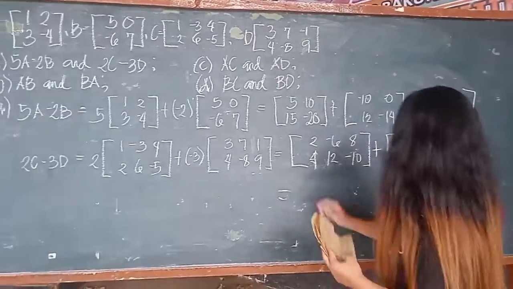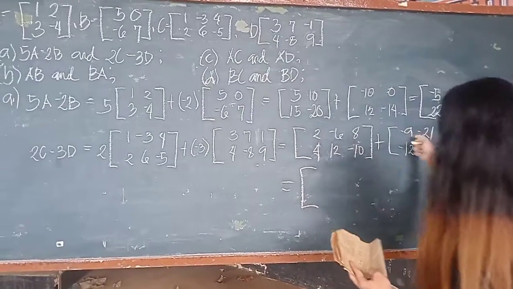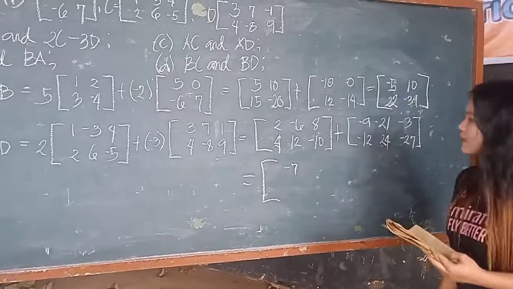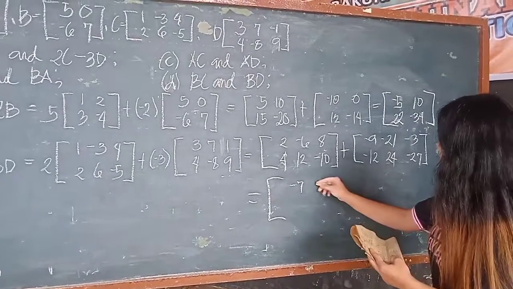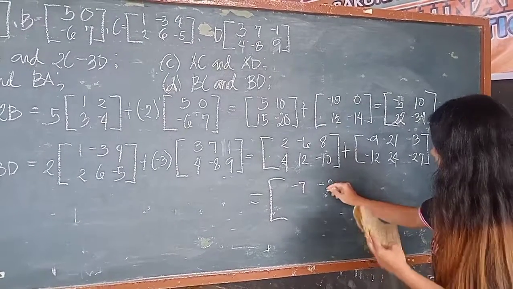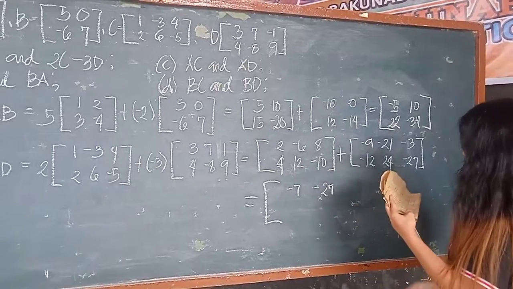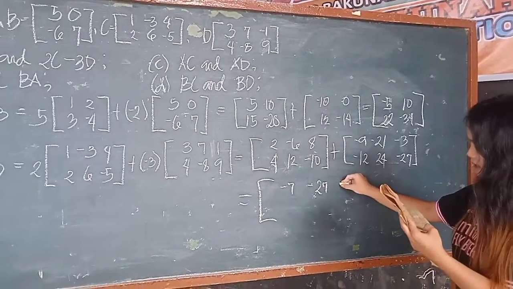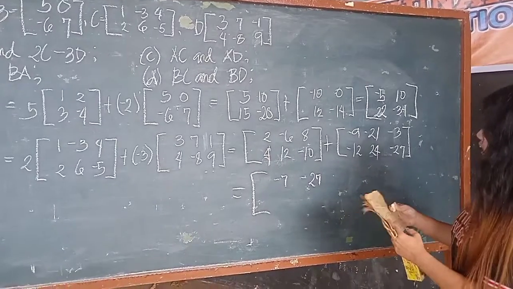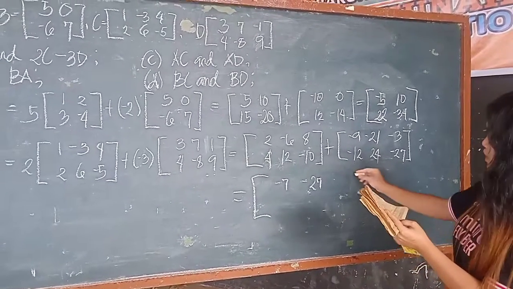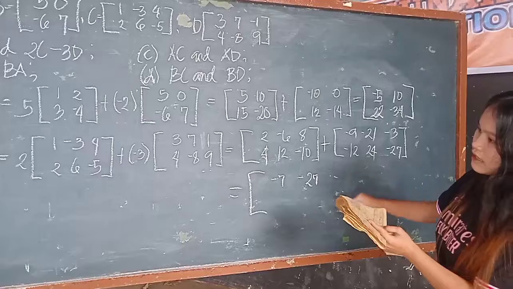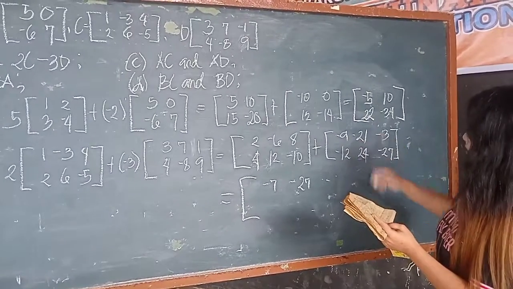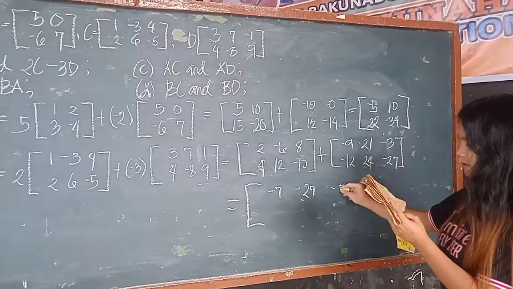So, we add. 2 plus negative 9 becomes negative 7. Negative 6 plus negative 21, so the answer is negative 27. And 8 plus negative 3 is negative 5.